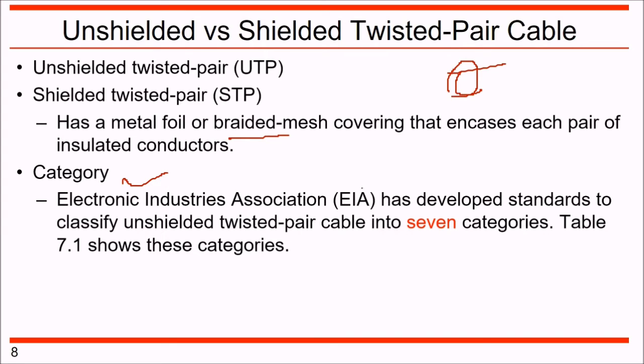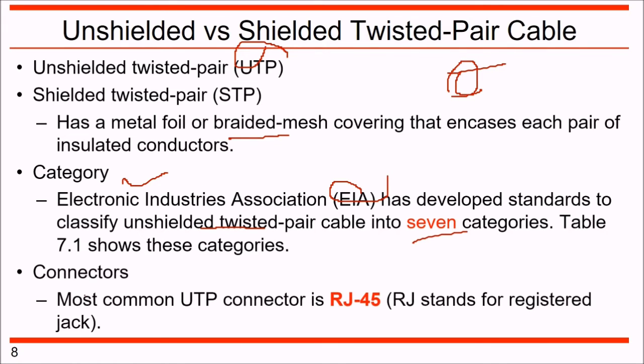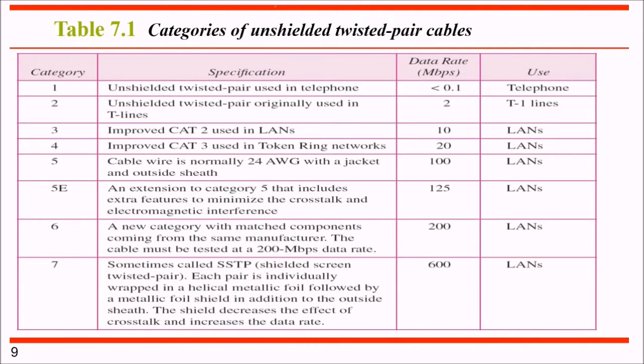The Electronic Industries Association, EIA, has developed standards to classify unshielded twisted pair cable into 7 categories. So we'll see these categories. For connectors, the most common for UTP is the RJ45, and RJ stands for registered jack. These are the categories of unshielded twisted pair cable, Category 1 to 7. In this we have 5 and 5E also. So in all, 8 categories are there.